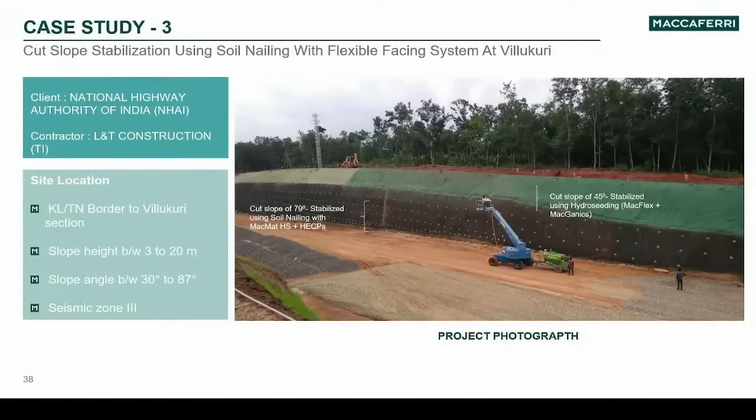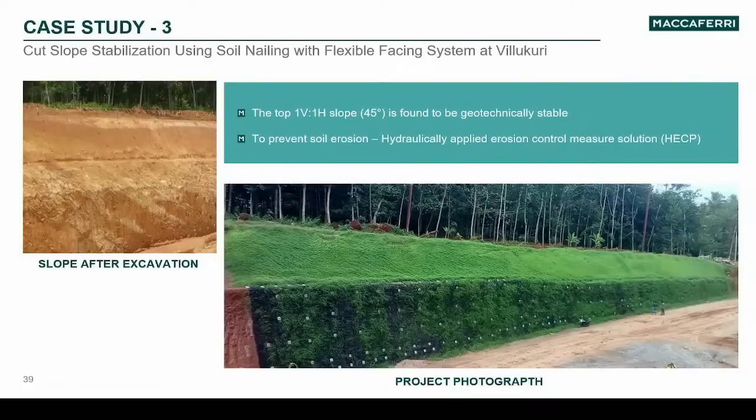Now this case study is from Tamil Nadu. It was an NHAI project. You can see there were two slopes: the lower slope having an angle of almost 79-80 degrees, and the upper slope with a gentle angle of 45 degrees. In the lower slope, it has been protected using some soil nailing, MACMAT and hydroseeding, and over the upper slope just hydroseeding was done. On the lower right side, you will see the photograph after the use of the solution.